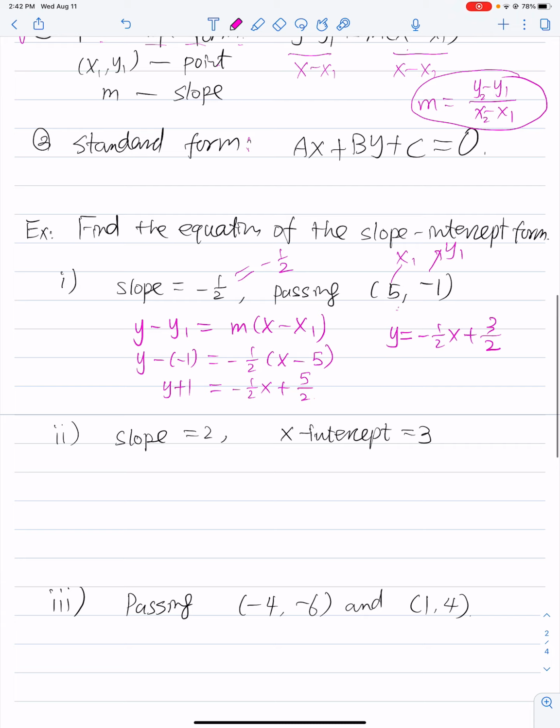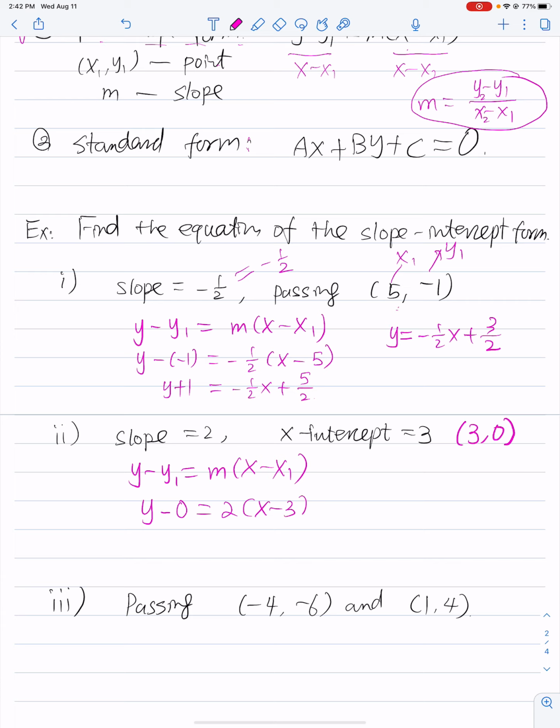Okay, so the slope is equal to 2, and the x-intercept is equal to 3. This is the x-intercept, but it is not the y-intercept, so we cannot use the slope-intercept form. Could we use point-slope? Slope equal to 2. Is this a point? Yes. So the x-intercept is actually what? (3, 0). Okay, so it's y minus y1 equal to m times x minus x1. So it's y minus 0 equal to 2 times x minus 3. So y equals 2x minus 6.